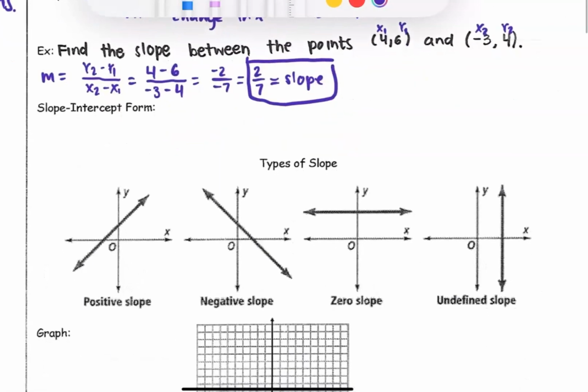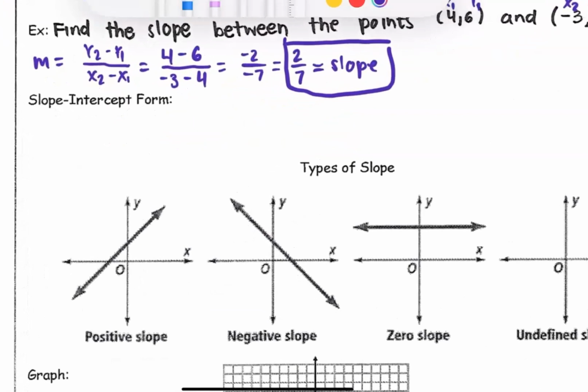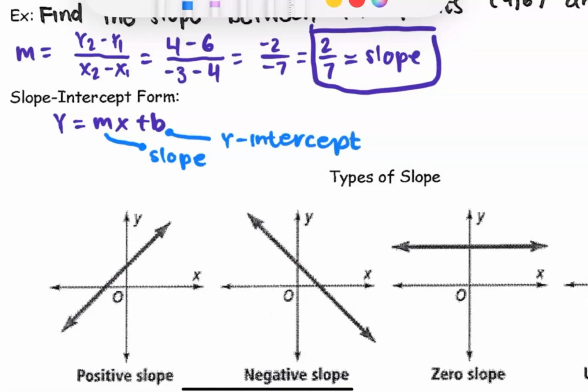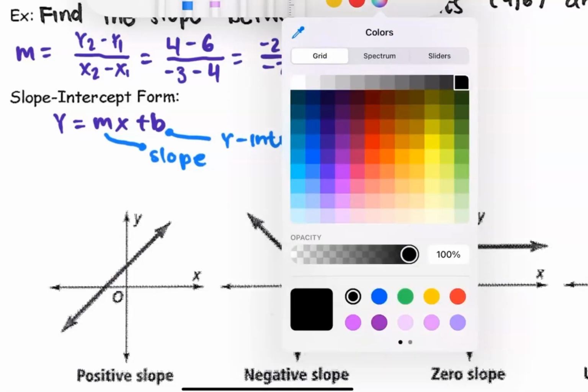Then we go over the slope-intercept form. That is an equation that looks like this: y is equal to mx plus b. That is slope-intercept form. And in this equation, m is your slope, and b is the y-intercept of the equation. So hopefully this is ringing bells from algebra.